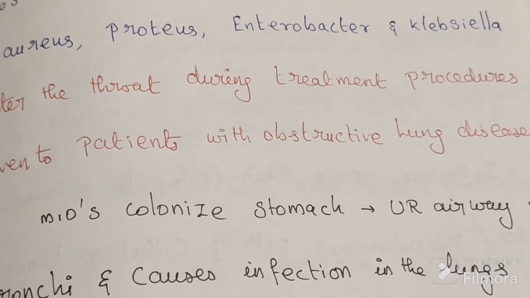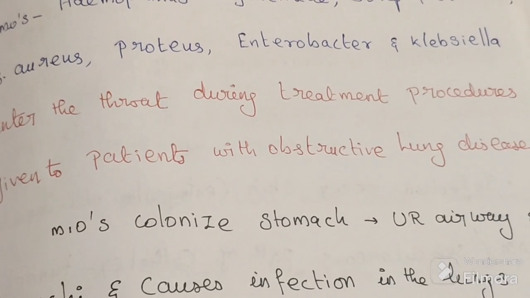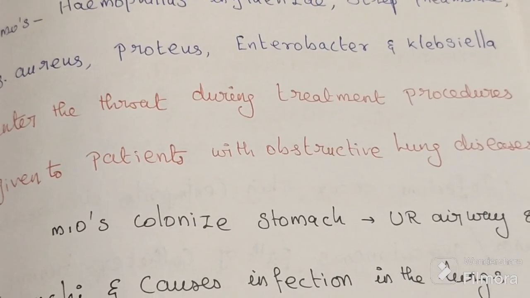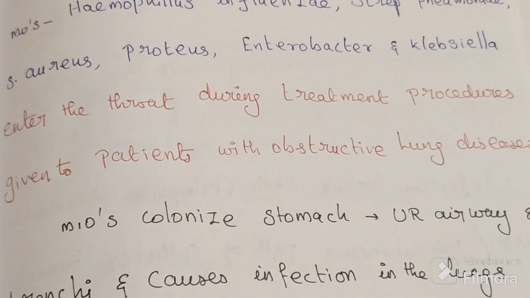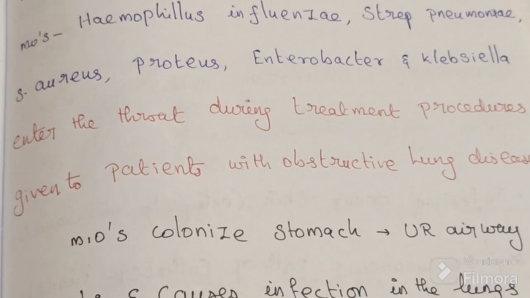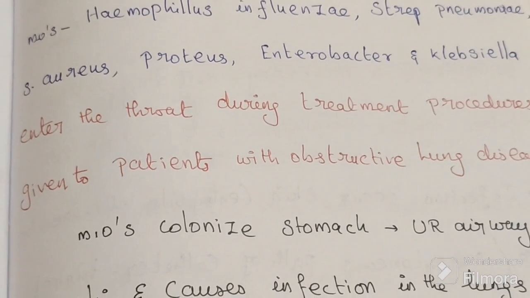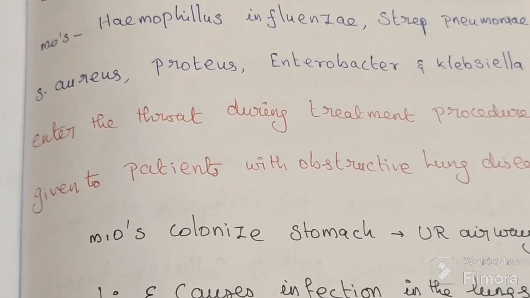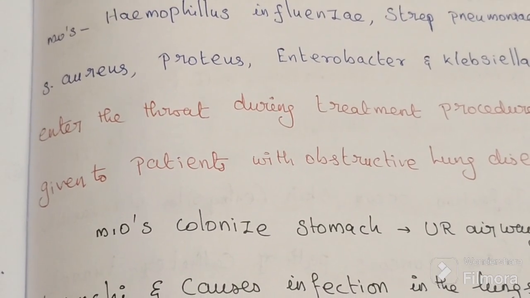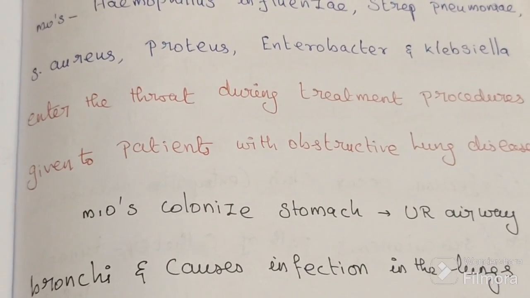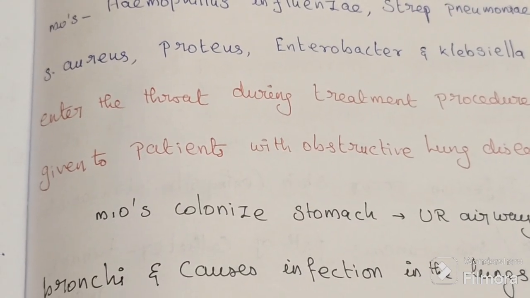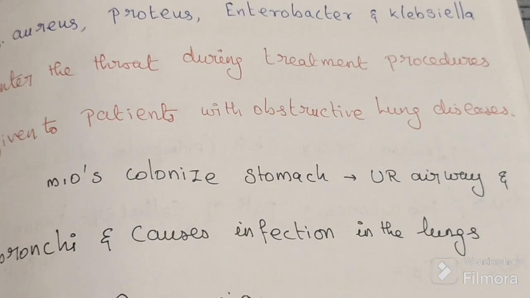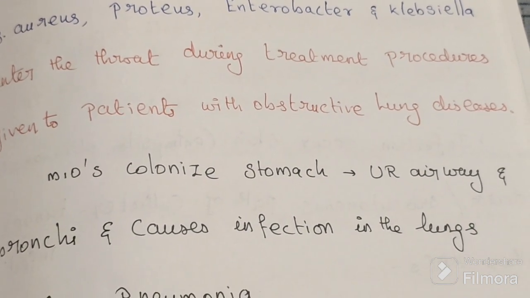Microorganisms colonize the stomach and quickly colonize the upper respiratory airway and bronchi, and cause infection in the lungs, causing pneumonia. The infection may be exogenous, from contaminated respiratory equipment.